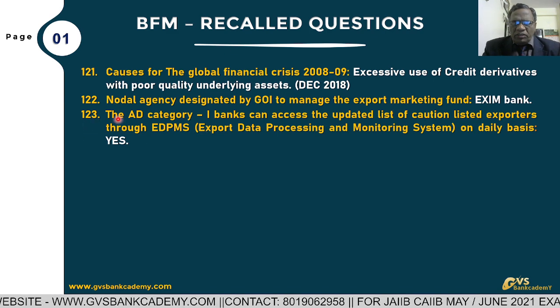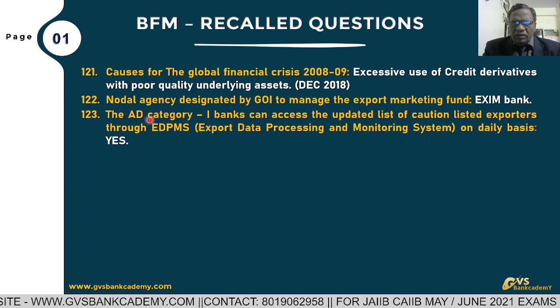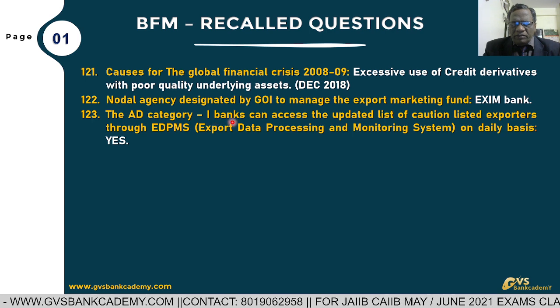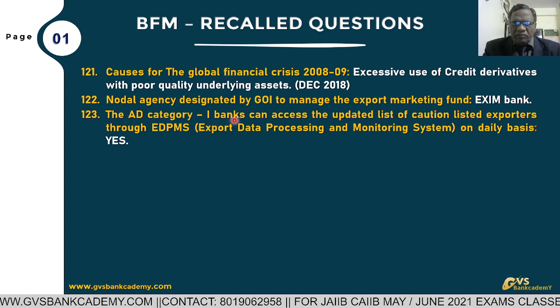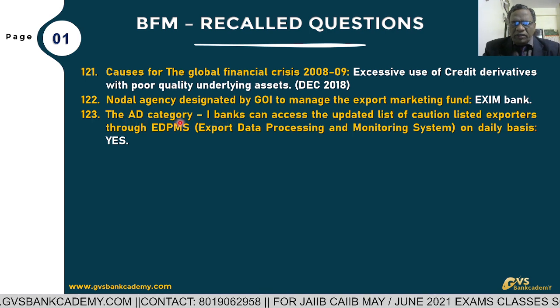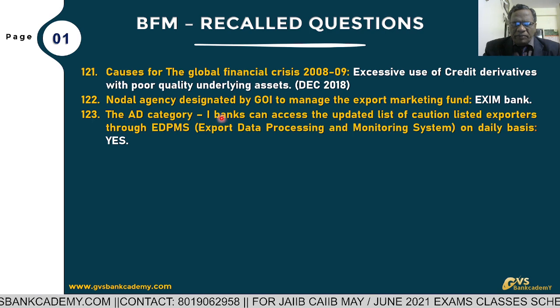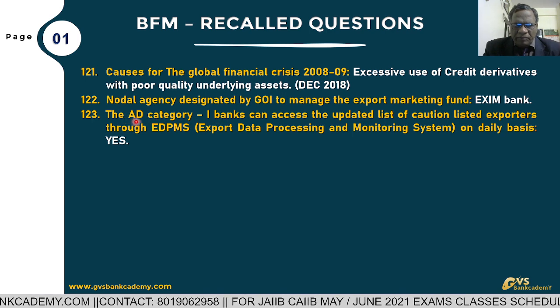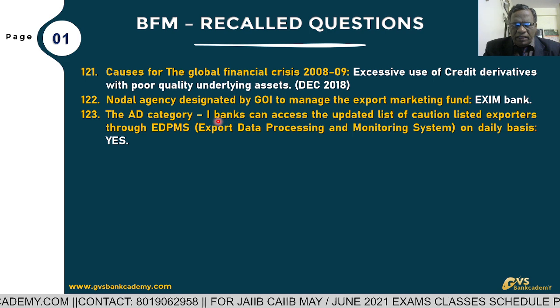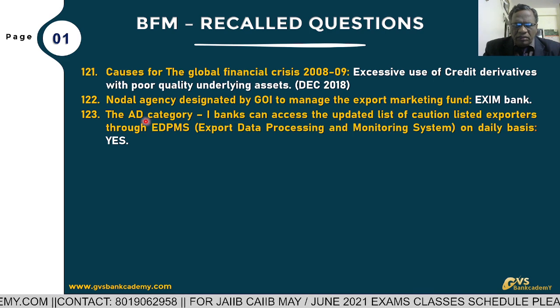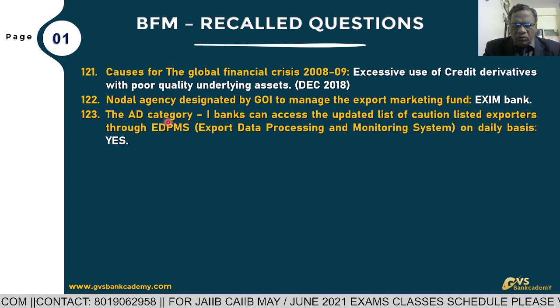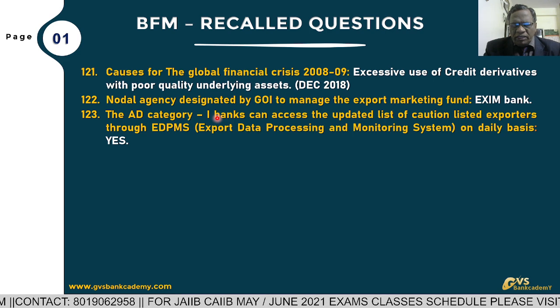Question number 123. AD category 1 branch. Authorized dealer category 1 branch. What is the definition for AD category 1 branch? AD category 1, authorized dealer category 1 banks means that the branch bank can directly deal with foreign currency. Number 2, they are allowed to open foreign currency accounts directly also.